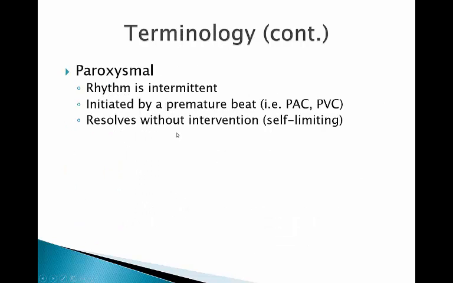And then the last term is paroxysmal. So paroxysmal means that it's intermittent, okay? It comes and goes. It usually starts because of a premature beat, and it usually stops without any intervention, okay? So it's just something you might hear, maybe a patient has paroxysmal atrial fibrillation, okay? So some oddball cell starts the ball rolling, okay? So you get a premature atrial beat or a premature atrial contraction. And then the patient goes into AFib, but then they come back out of it, okay?